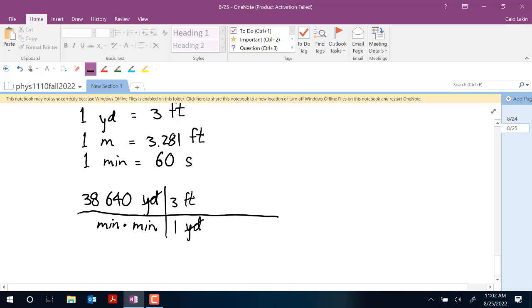And now we want to go feet to meters. Do we want 1 meter over 3.281 feet, or feet over meters? Meters over feet. That is meters. And the feet cancel. And now, if you look through all the units we have left, the only length units we have are meters. So we've done that part. And now we go on to the time.